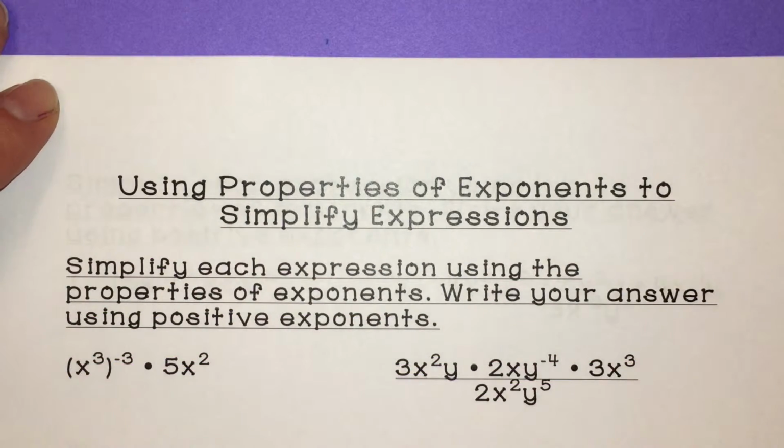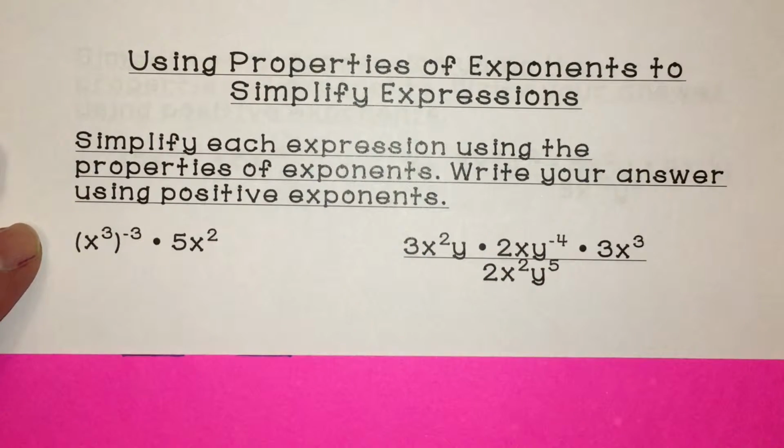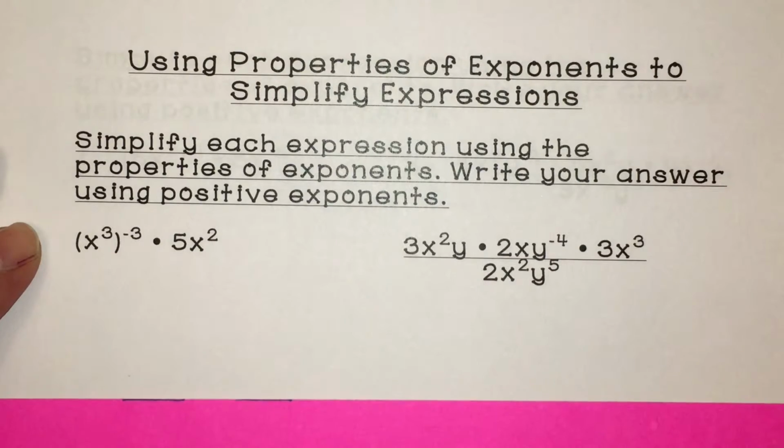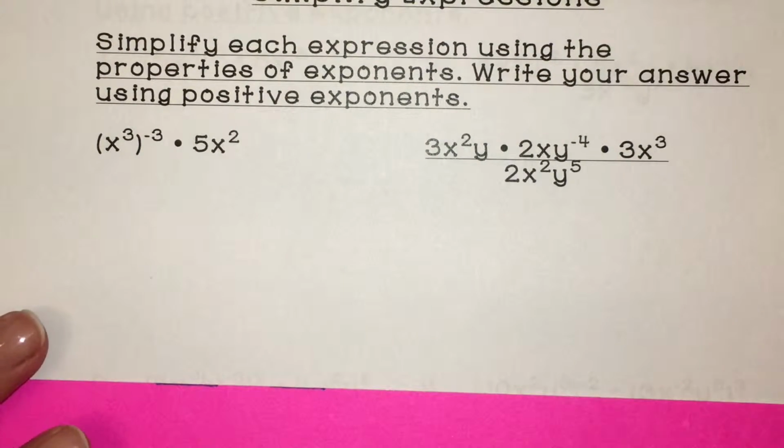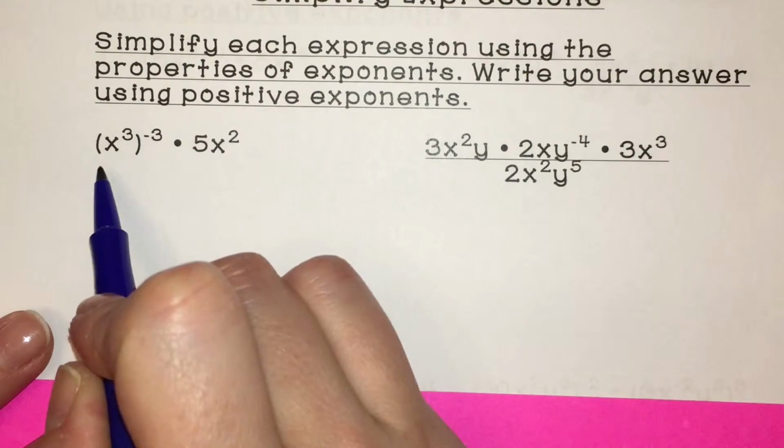This video is on using properties of exponents to simplify expressions. We're going to simplify each expression using the properties of exponents and write the answers using positive exponents. So we're going to use order of operations. That tells us we have to do the parentheses first.